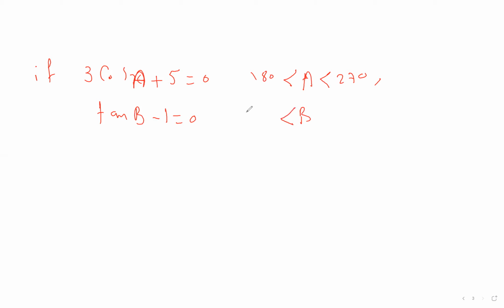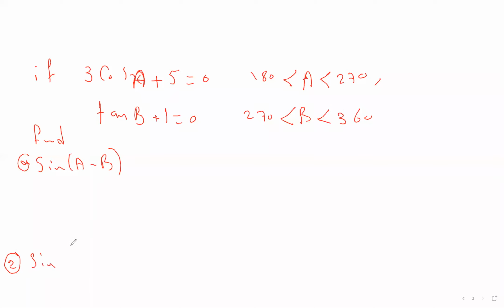It says: if 3 cosine A plus 5 equals 0, and A is greater than 180 and less than 270, and tan B minus 1 equals 0, and B is greater than 270 and less than 360. Find sine A minus B. This is number 1.